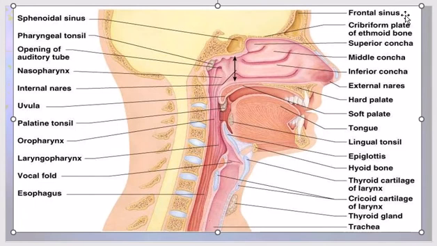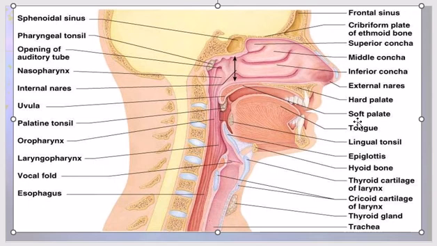This is your frontal sinus, then the cribriform plate of the ethmoid bone. Here is your ethmoid bone. Now here is the superior nasal concha, this is the middle concha, and this is the inferior concha. This is the external nasal part, yes, the tip of the nose. Hard palate. What does the hard palate basically do? It divides your mouth and your nasal part. Then the soft palate, just behind the hard palate.